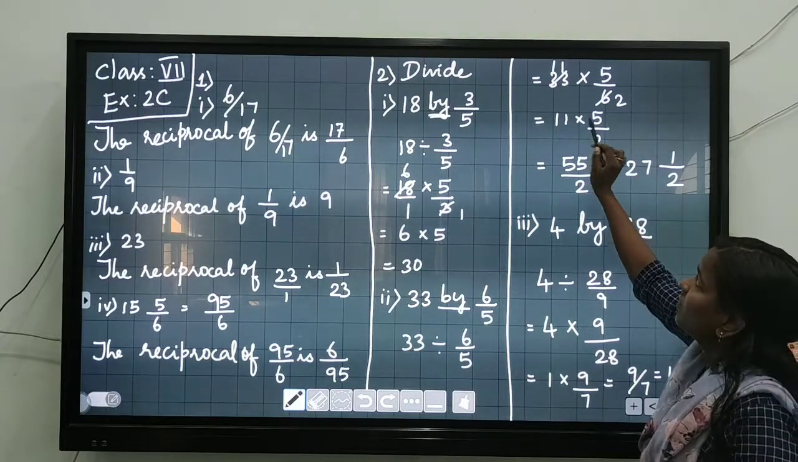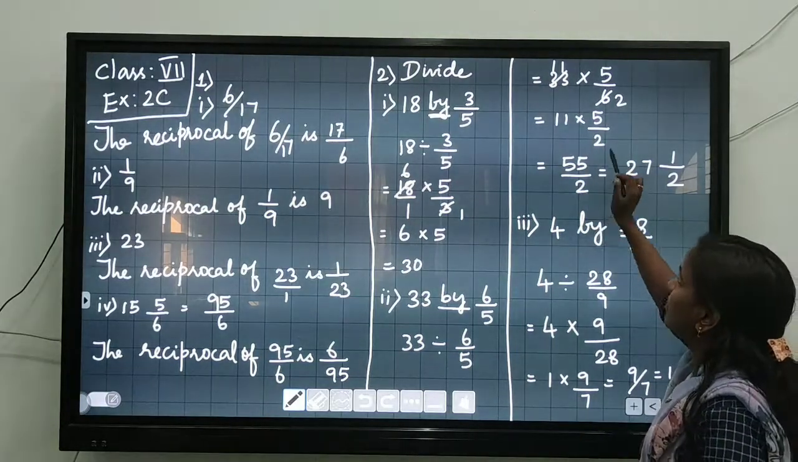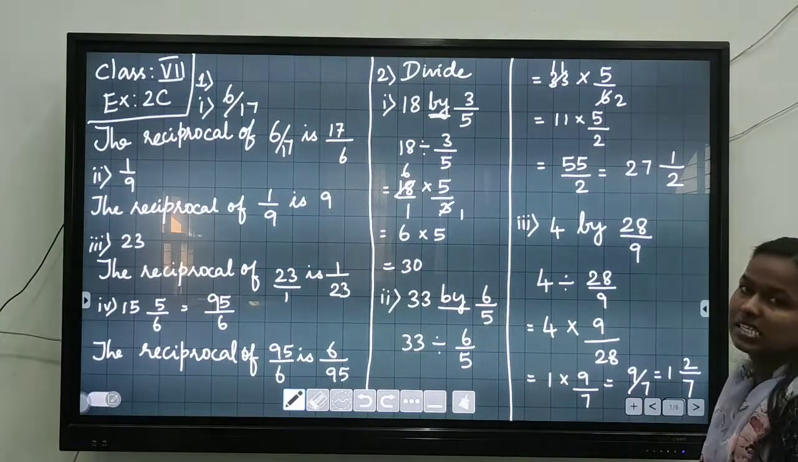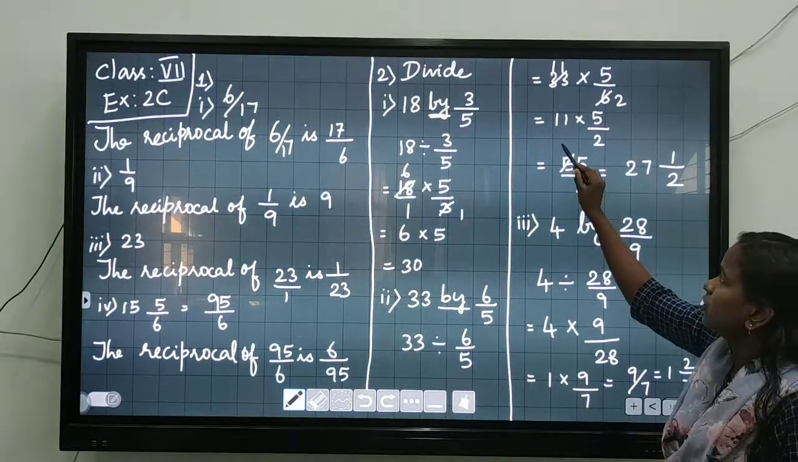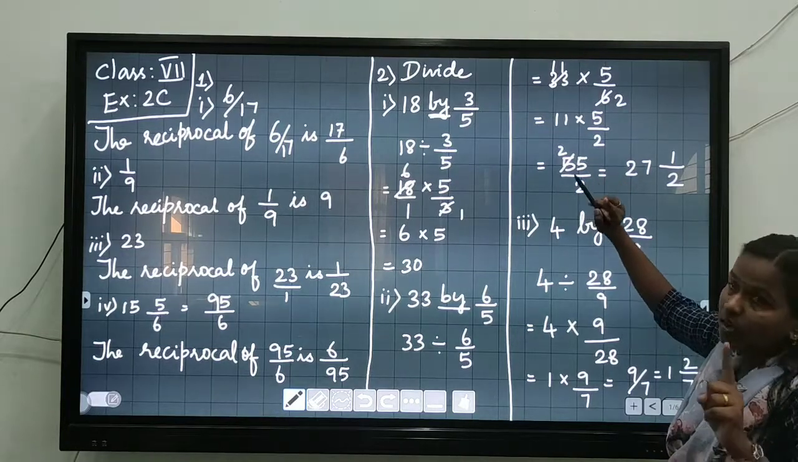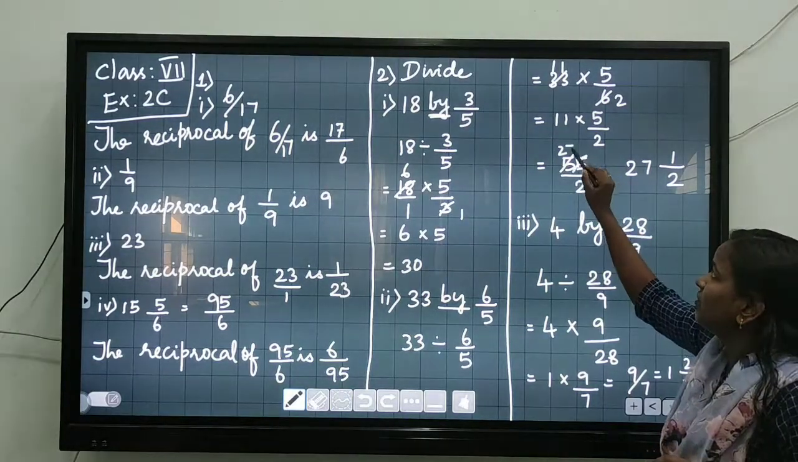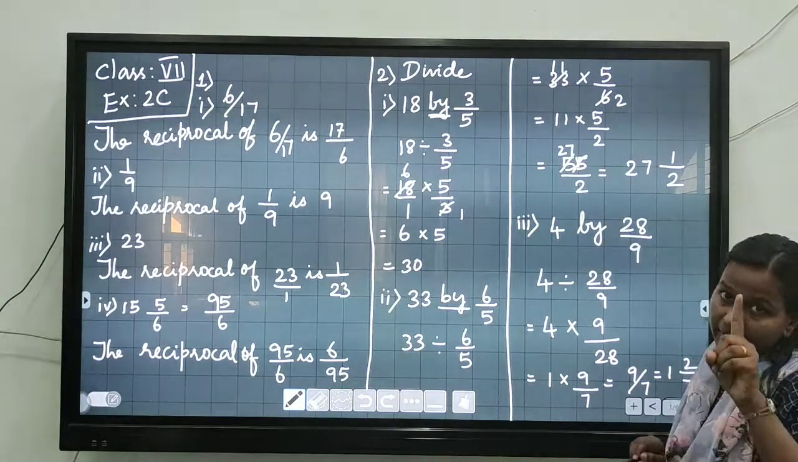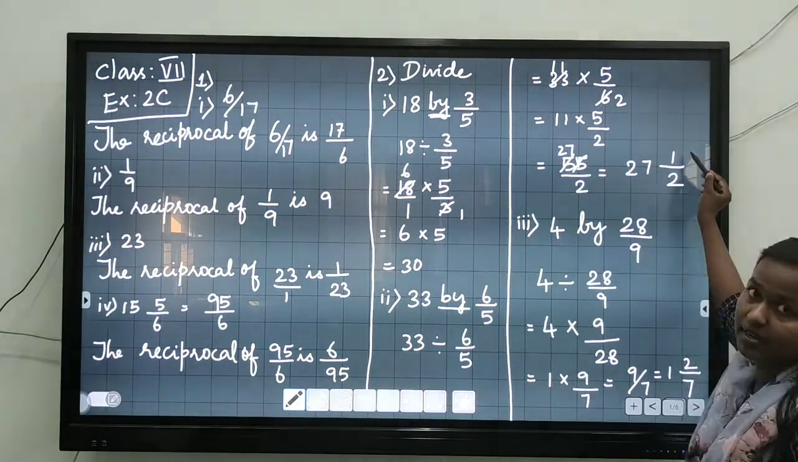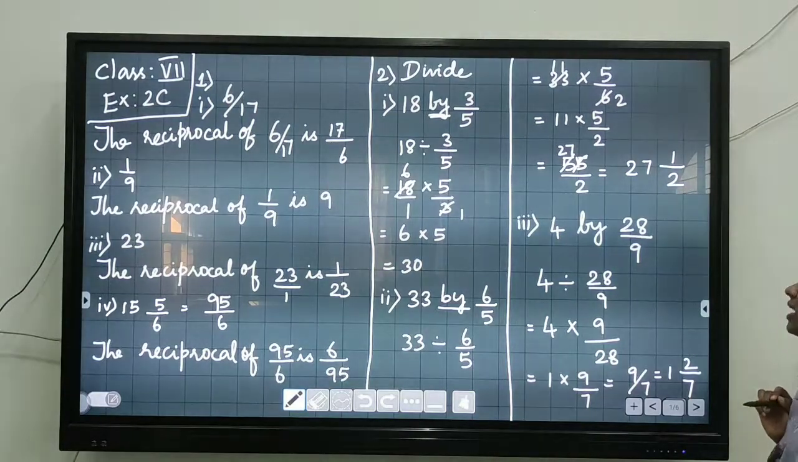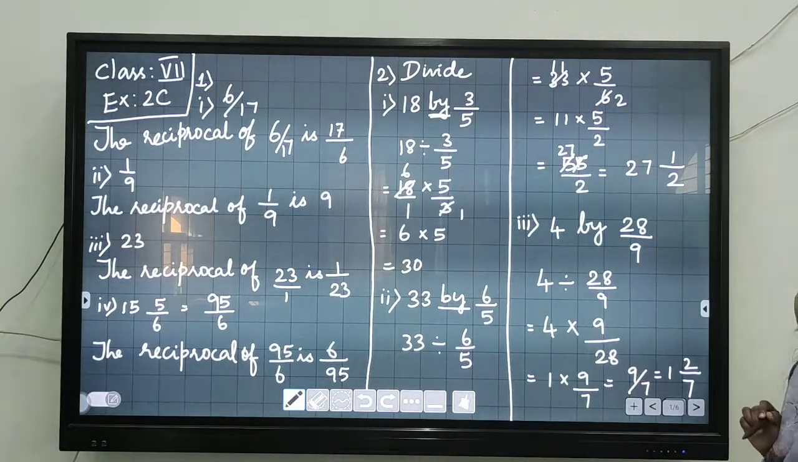If you multiply 11 with 5, you will get 55 divided by 2 will come. In 55, how many 2s are there? 27 2s are there. 2 2s are 4. Remaining 1. If I write 1, here the next number is 15. So 7, 15, 7 2s are 14. Remainder 1. So I am writing the remainder here. 27 is the quotient. 2 is the divisor. So the answer is 27 and 1 by 2.